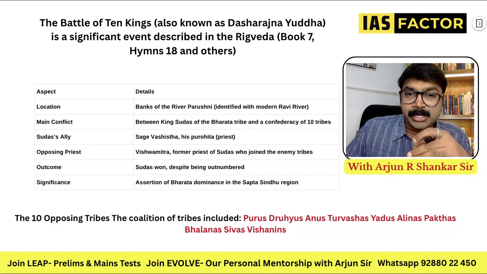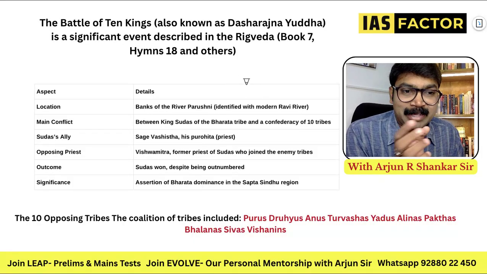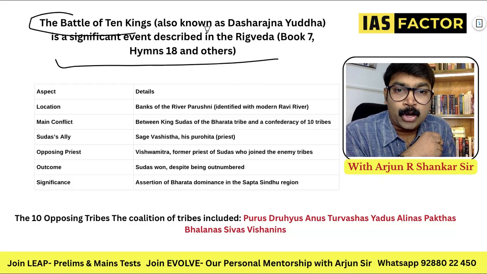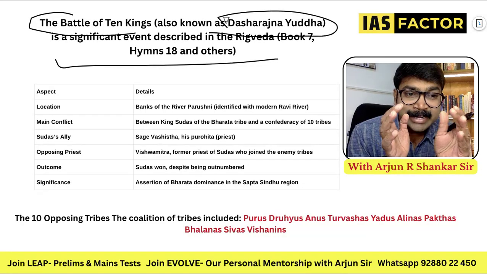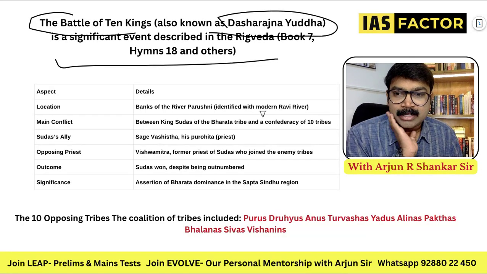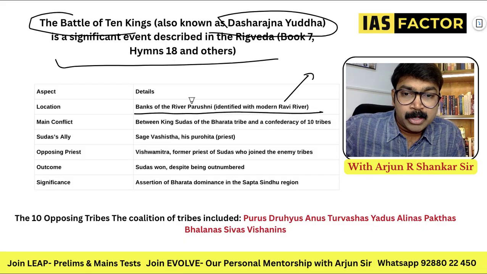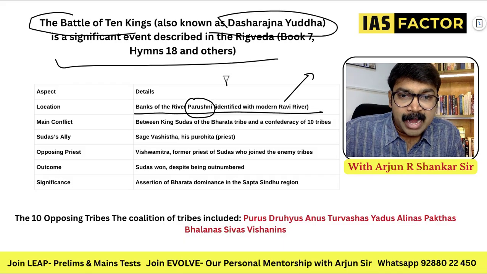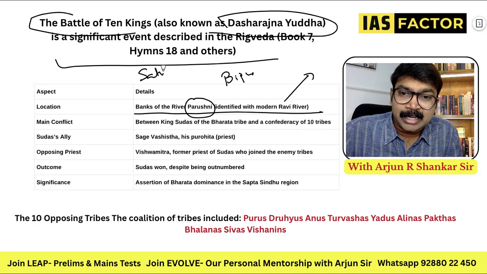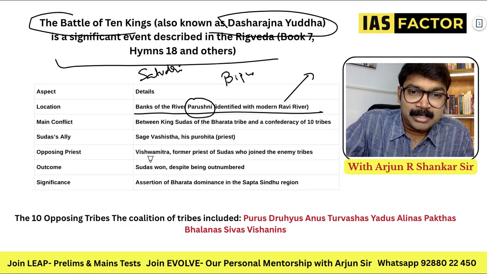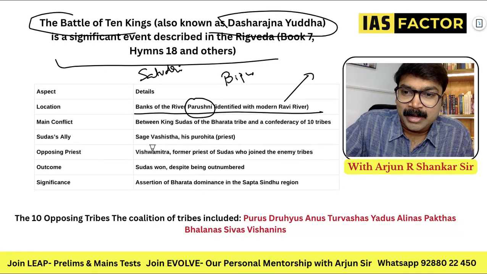Before we end this session, one thing you need to know about the Vedic and later Vedic period. This is a question that was asked in the UPSC also. What is the battle of 10 kings or Dasarajna Yuddha? Understand this. It was on the banks of river Parushni, identified with the Ravi river. Satudri is Satlej, Bipas is Beas, Parushni is Ravi. Likewise, there are different names for locations.